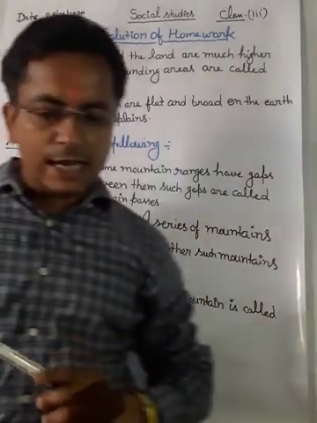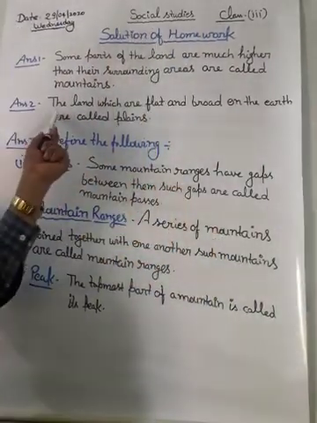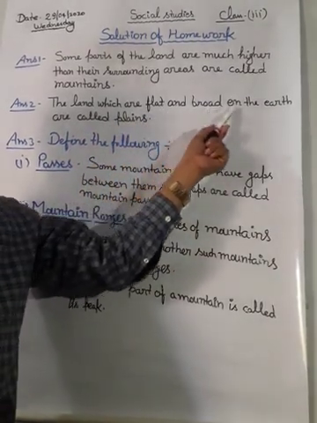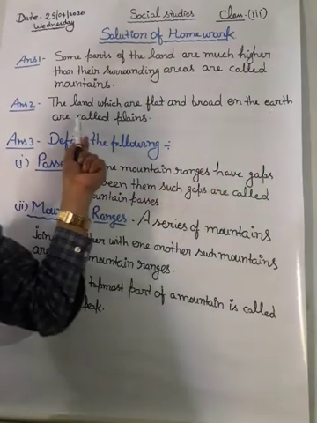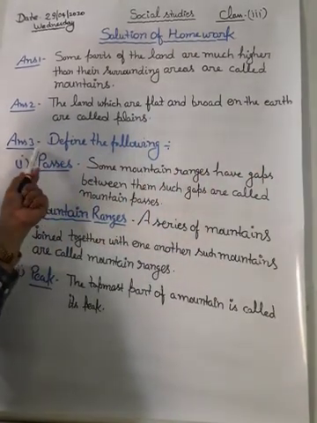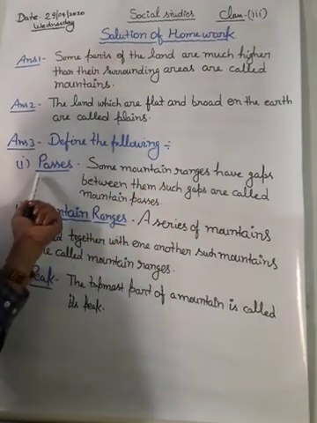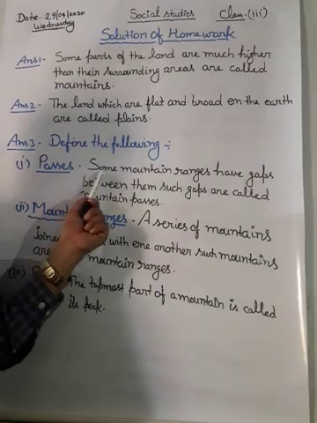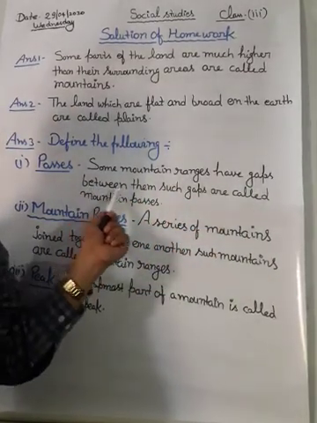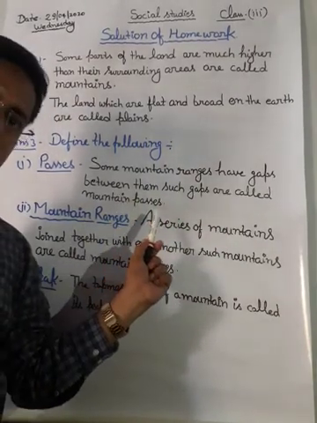The next question is: what are plains? The land which is flat and broad on the earth is called plains. And the last question is: define the following. First one is passes. Some mountain ranges have gaps between them. Such gaps are called mountain passes.